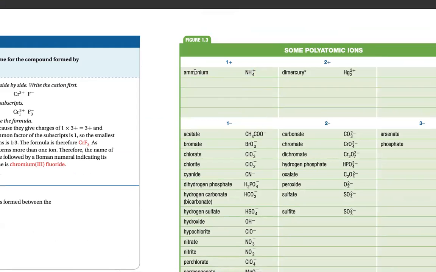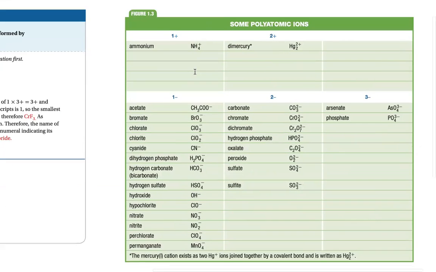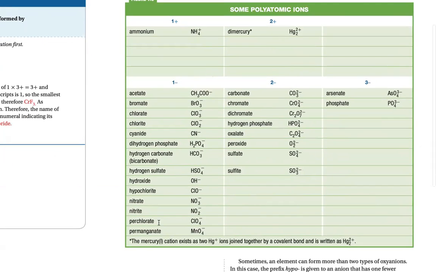So between today and all of next week, we're just going to be practicing writing formulas and naming things based on these formulas. So the book groups them according to charge. All of the ions that have a -1 charge are here, then -2 and -3. But I want to show you how I do it.